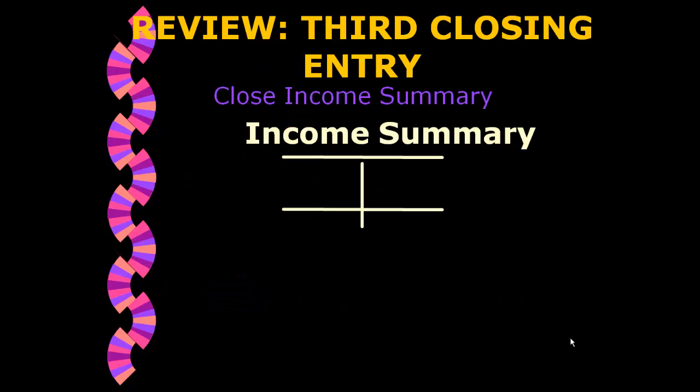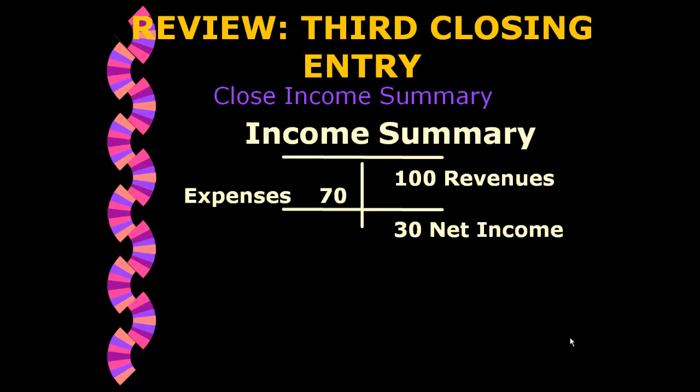One more example here. Let's suppose that in income summary, for the first closing entry, we closed out revenues of $100, so we credited income summary for $100. In the second closing entry, we closed out expenses of $70, so we debited income summary for $70. At this point, we have a $30 credit balance in income summary. That represents the net income because the amount of my revenues was greater than the amount of my expenses.